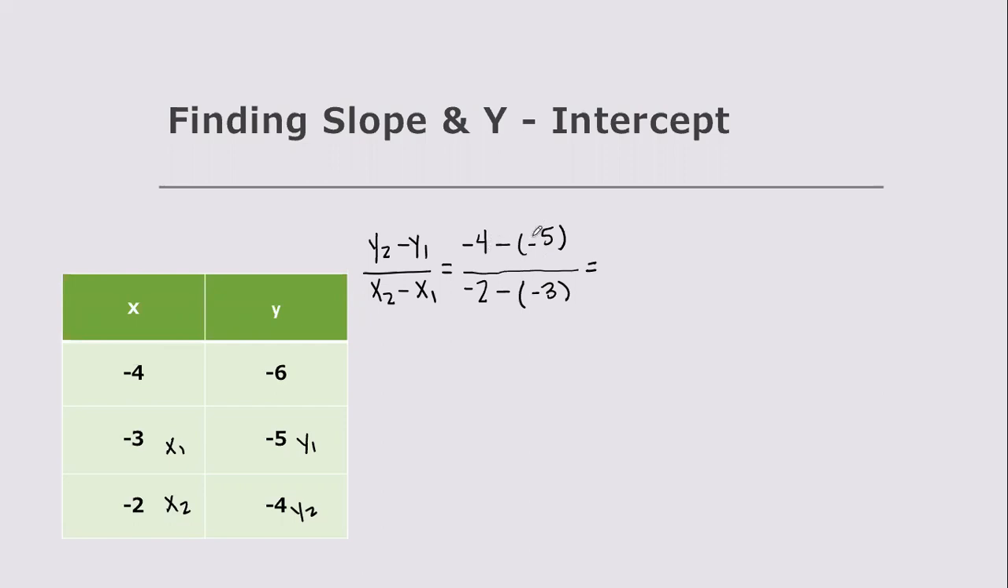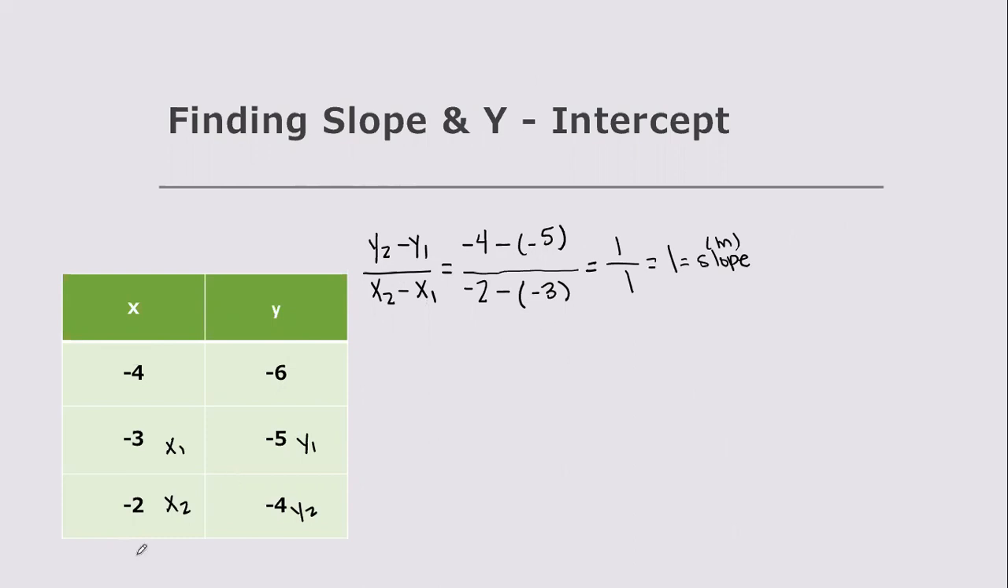All right, -4 minus -5 is +1. -2 minus -3 is also +1. So 1 over 1 will give me just 1. So my slope is 1. So this is my m.